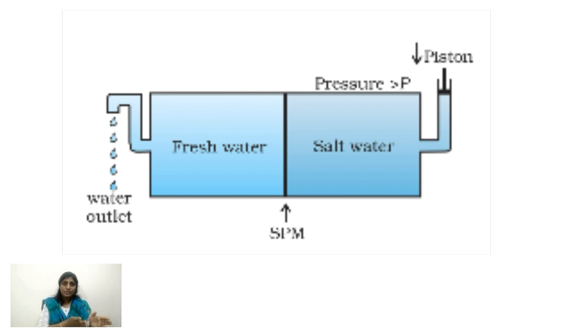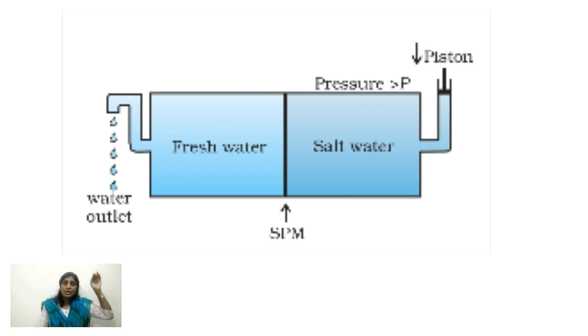Here, salt solution and pure water are separated by a semi-permeable membrane. If you are not applying any pressure, what will happen? Osmosis takes place. That means water molecules from the pure water side will flow to the saline water side. And if you are applying pressure, you can see the piston over there, no?